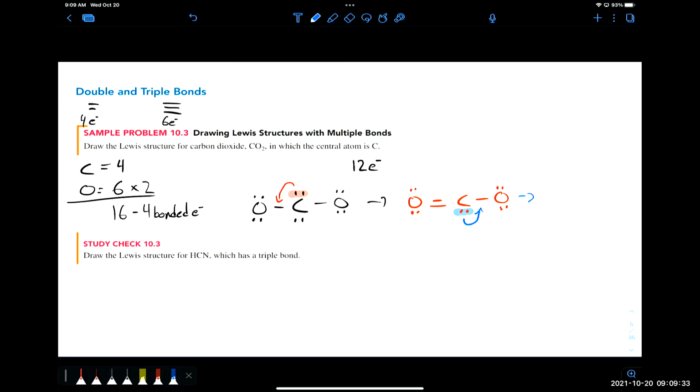And so we'll redraw this again. So our oxygen here, still with the double bond, carbon, now with no lone pair electrons, and then this oxygen double bonded to it as well. So now we've got 1, 2, 3, 4, 5, 6, 7, 8. That oxygen's happy. 1, 2, 3, 4, 5, 6, 7, 8. Carbon's happy. And then 1, 2, 3, 4, 5, 6, 7, 8. So each of our atoms now has 8 valence electrons. This would be the answer.